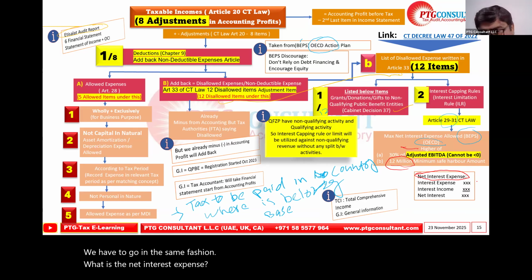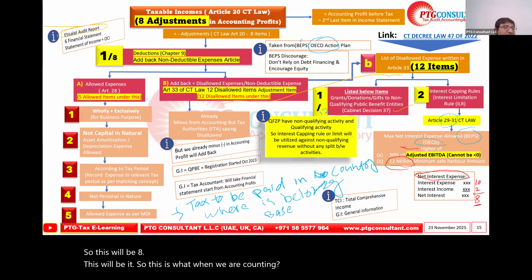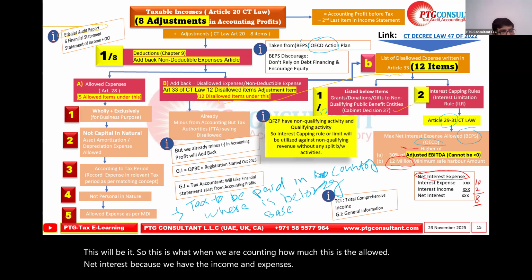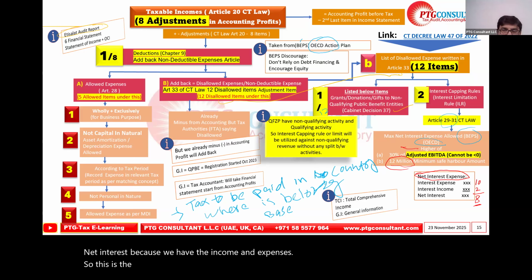Net interest expense means, let's say that 10 is the interest expense and 2 is the interest income. So this will be 8. So this is what is allowed when we are counting. Net interest, because we have the income and expenses. So this is the net interest expense definition, net of income plus minus income and expense.